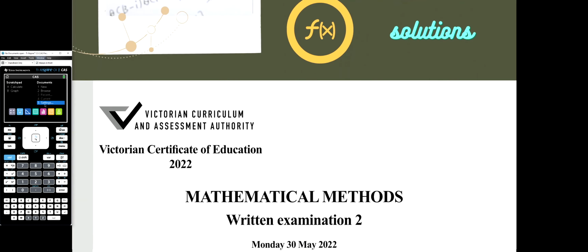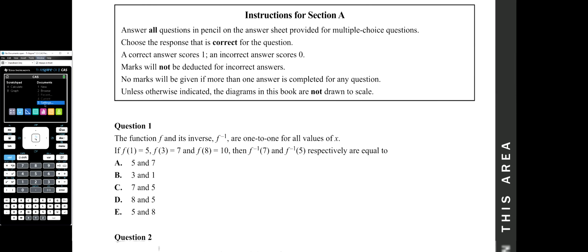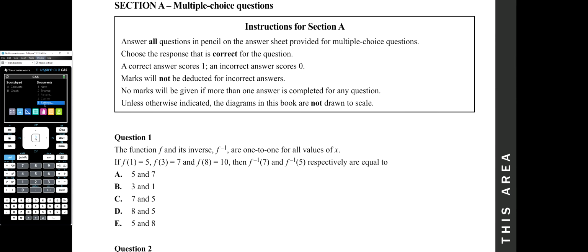Alright, so moving on to the actual questions, we're going to start with Section A, which is the multiple-choice section. Question 1 asks us to take a function f and the inverse f^-1, and we are told that they're all one-to-one. We are also told that f(1) equals 5, f(3) is 7, and f(8) is equal to 10. We are asked to find the inverse function at 7 and the inverse function at 5.